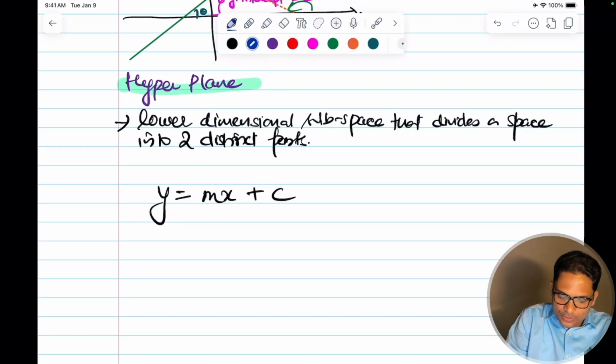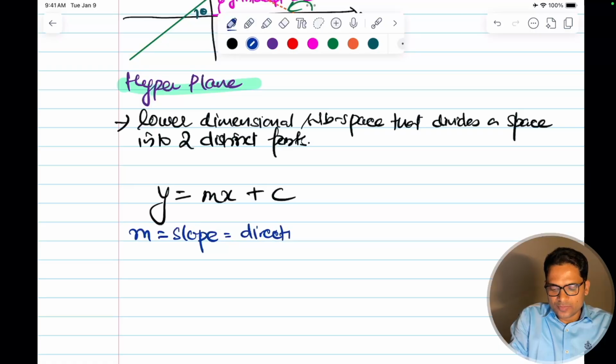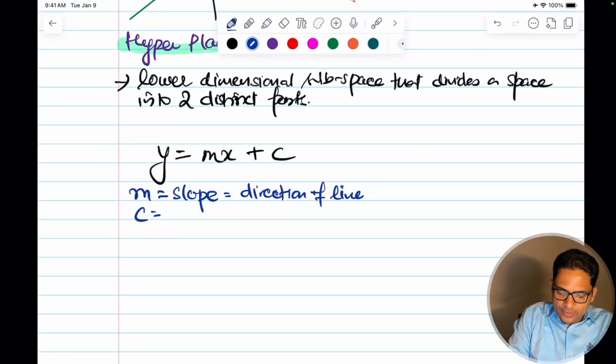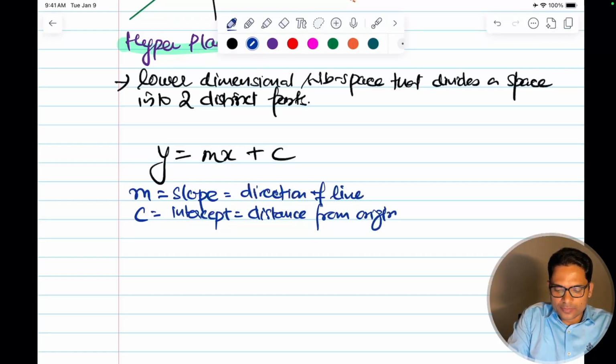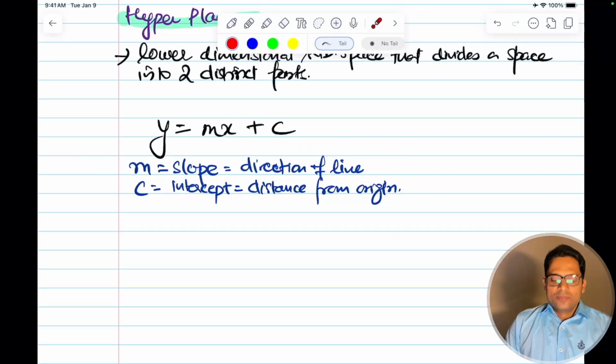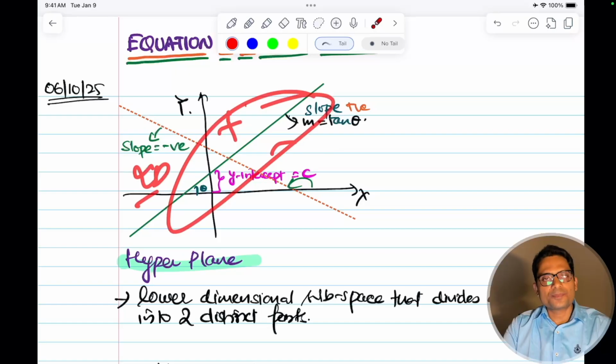So let me write it down. m is equal to slope, or the direction of the line, whether it is moving in the positive direction or coming down, going in the negative direction. And c is equal to the intercept on the y-axis, which is the distance from the origin. If I have just these two things, then I can represent a line, which is a hyperplane in 2 dimensions. It is dividing the space into 2 parts.